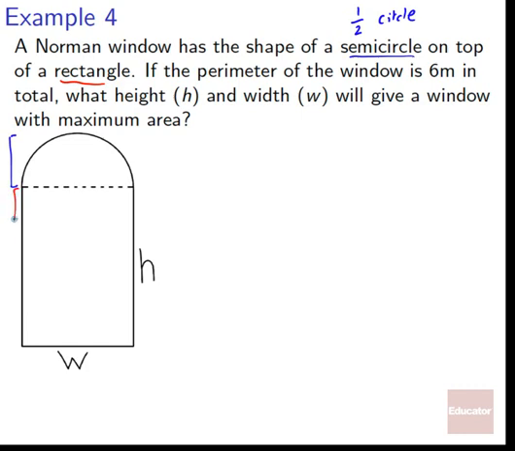So it's on top of a rectangle, and we've got our rectangle right here. So that seems to make sense, right? We've got a semicircle on top of a rectangle box. Okay, that idea makes sense. The perimeter of the window is 6 meters.